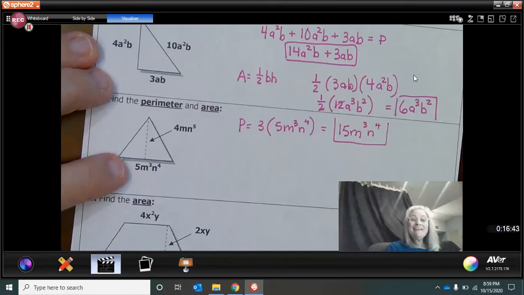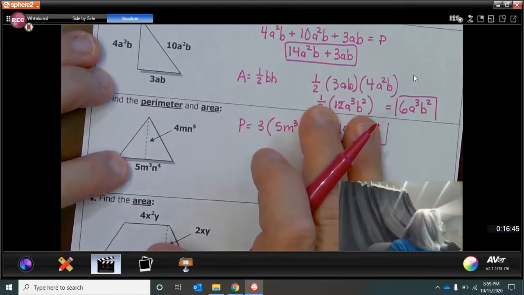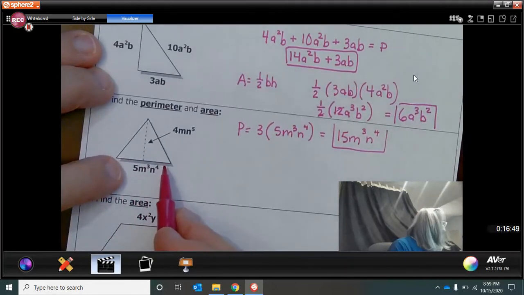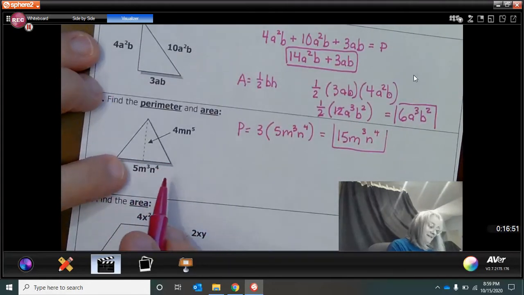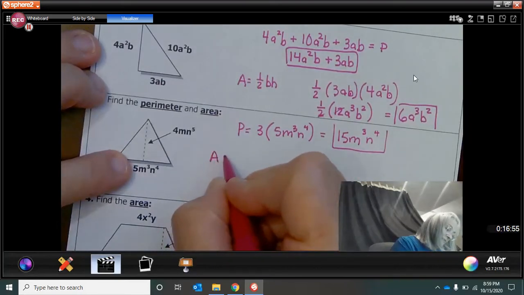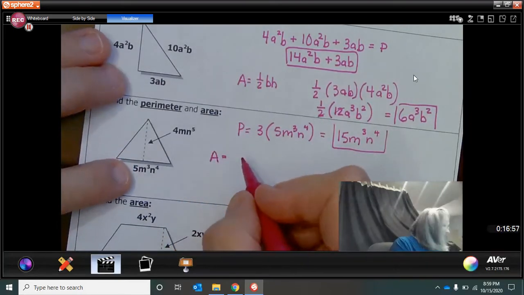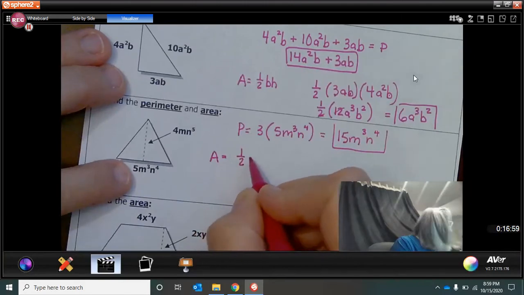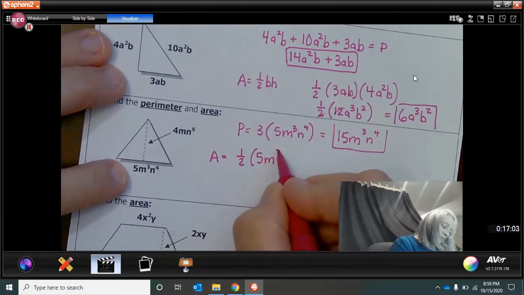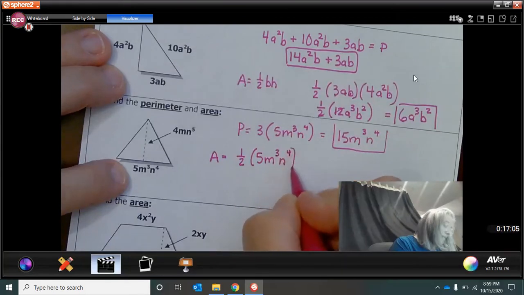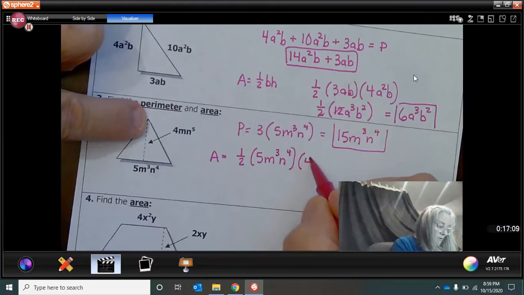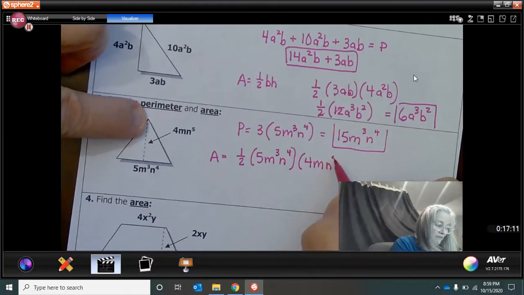Now to do the area, it's the same as this one up here, except we are doing this base, which is half of that. So we would have to half the base. So on our area, we have to first find half the base. So half of the base, and the base is 5m cubed n to the 4th, times the height, and the height right here is 4m n to the 5th.